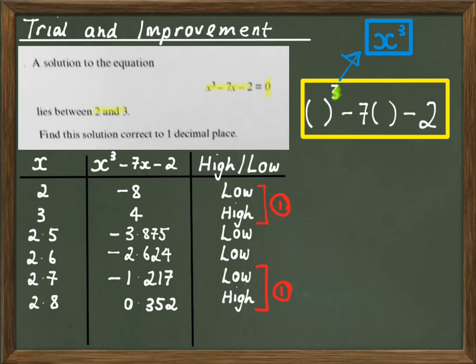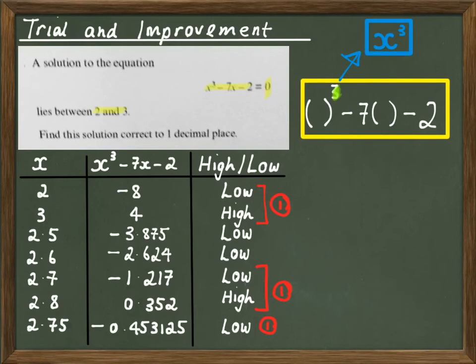And how I do that, I pick the number between 2.7 and 2.8, and I'm going to test it to see which one the answer lies closer to. So 2.75, I'm going to type that into that equation. So go back, edit it, type in 2.75 cubed minus 7 times 2.75 minus 2. You're going to get the answer of minus 0.453125, sorry. And that is going to be low because it's a negative number. Okay, so we've proved that 2.75 is too low. So now I can pick which one out of 2.7 and 2.8 I want the answer to be to 1 decimal place.